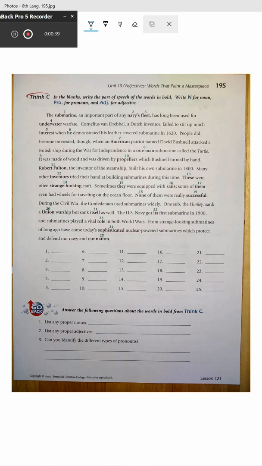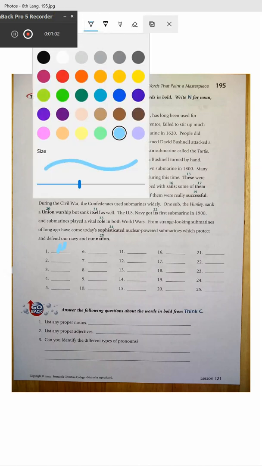Now you don't want to just look at it and say, oh, that's a noun. Well, this one is a noun, but you want to make sure they're used that way in a sentence. So let's read the whole sentence. The submarine, an important part of any Navy's fleet, has long been used for underwater warfare. So as I look at the submarine, number 1, I do see that it is just being used as a noun.